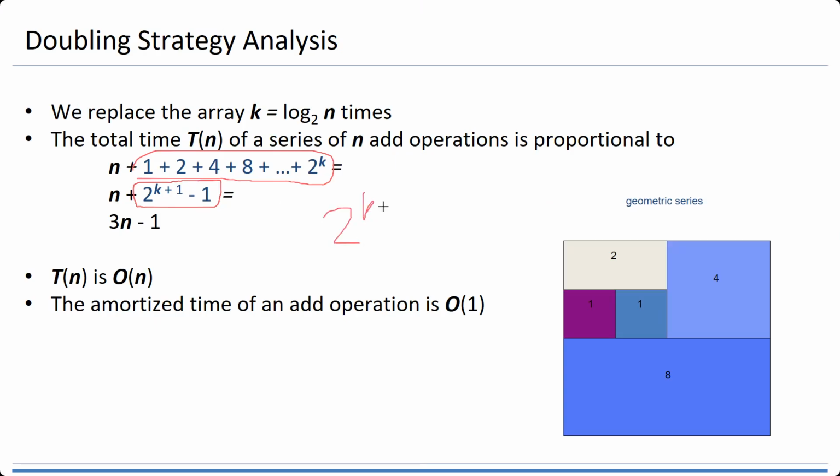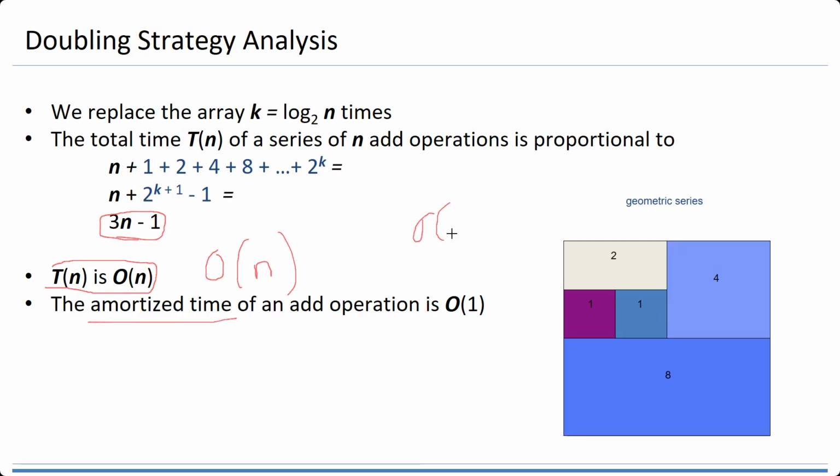2 to the power of k plus 1 minus 1. If you simplify this equation, it becomes 3n minus 1. So T(n), the total operation, is 3n minus 1, which becomes O(n). If it is O(n), the amortized time will be O(n) divided by n, which is O(1). So using the doubling strategy, it gives you the amortized time O(1), and the total operation will be O(n).